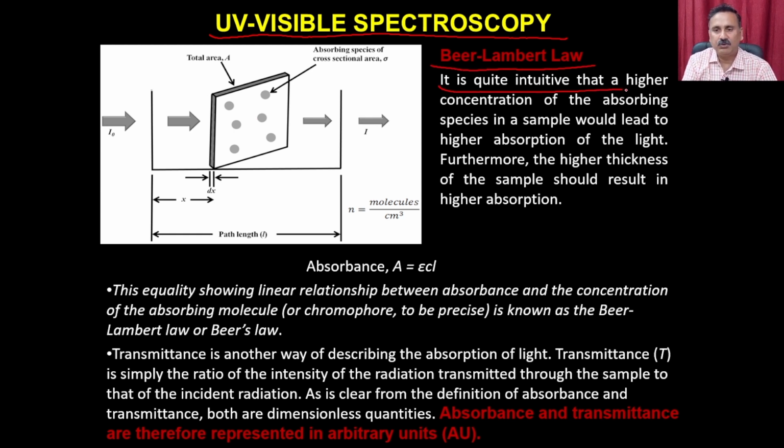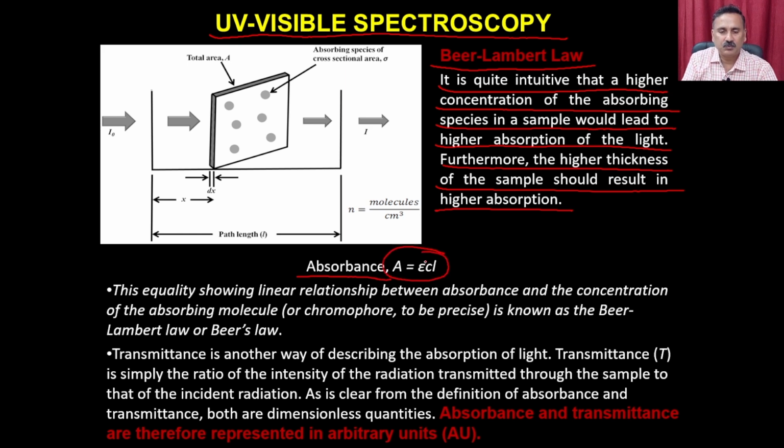So it is quite intuitive that a higher concentration of an absorbing species in a sample would lead to higher absorption of the light. Furthermore, a higher thickness of the sample should result in higher absorption, and that's why absorbance is directly proportional to the concentration, and absorbance is directly proportional to the length. That's why absorbance is given as epsilon C l, where epsilon is the molar absorptivity.